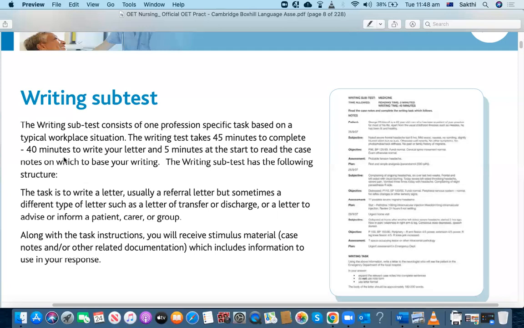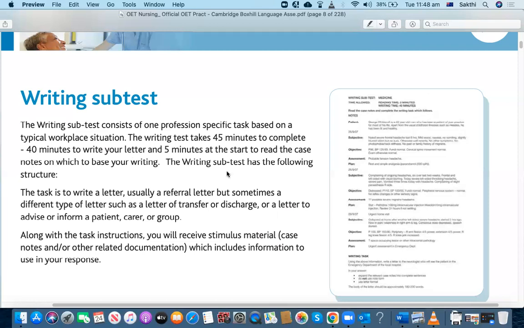Yes. After that, you will have 40 minutes to write down the letter. So you have got 5 minutes reading time to read the case notes only, and then 40 minutes to actually write down the letter. So there are two different timelines within this 45 minutes itself. 45 minutes is the overall time limit for completing a letter. However, this time is split into two sections. One is the first 5 minutes where you will be reading the case notes of a patient, and then you will have 40 minutes to write down the actual letter.